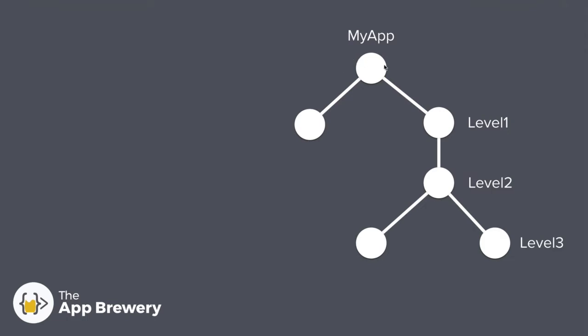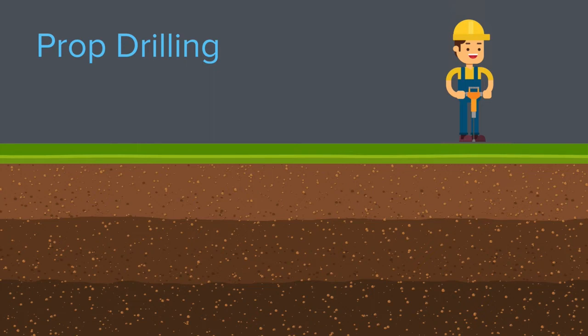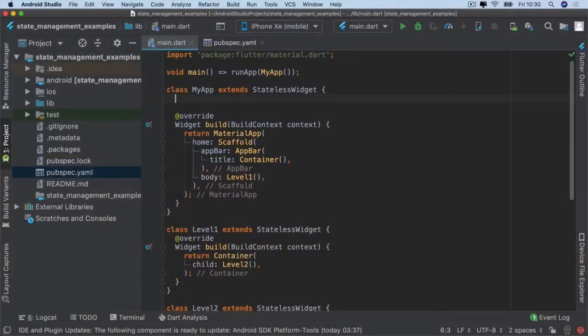Which means that that data has to be updated within these two classes, which doesn't actually need it. So I have to essentially drill down through my tree in order to be able to reach the lower levels. And in reactive programming, this is something that we might call prop drilling. So drilling through the tree in order to pass down the property. Let's see this in action in our code.